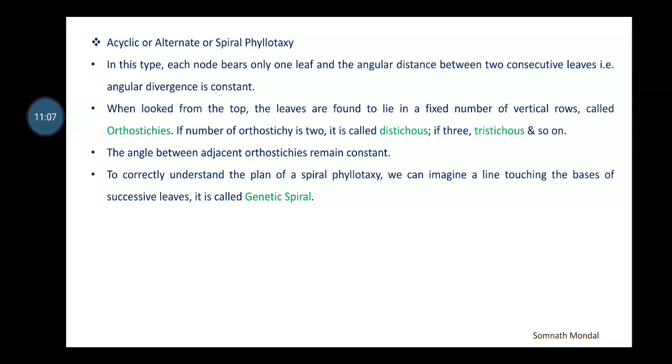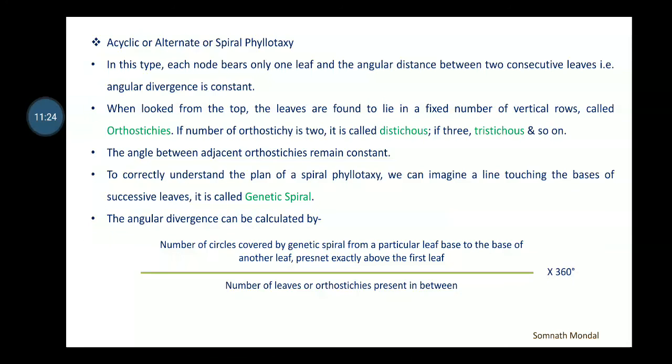To correctly understand the plan of a spiral phyllotaxy, we can imagine a line touching the bases of successive leaves, and this line is called genetic spiral. The angular divergence can be calculated by the following formula, that is, number of circles covered by the genetic spiral from a particular leaf base to the base of another leaf present exactly above the first leaf, divided by total number of leaves or number of orthostiches present in between, into 360 degree.